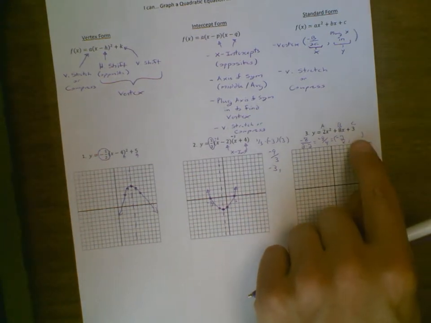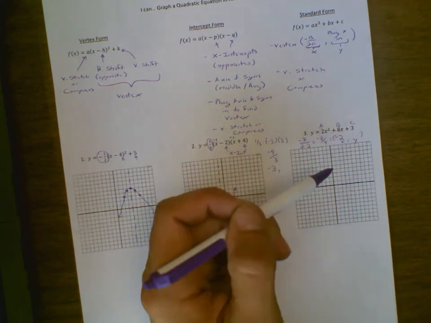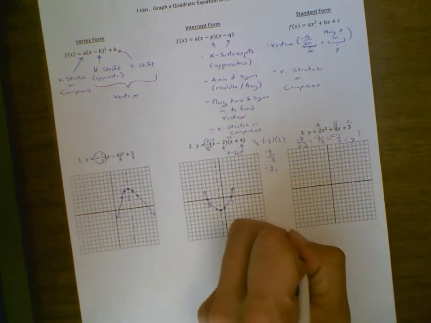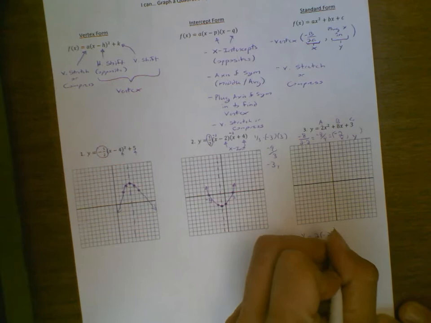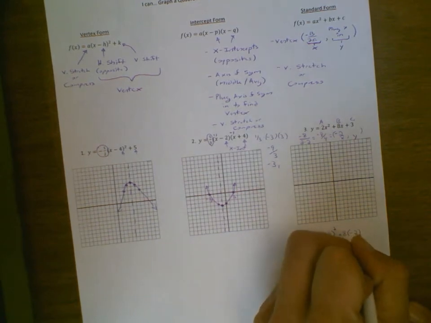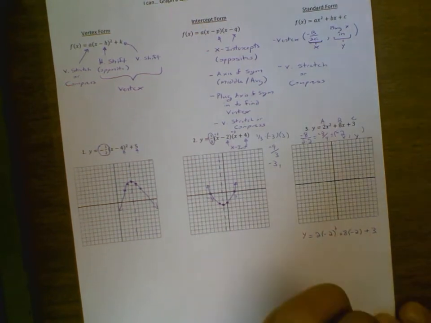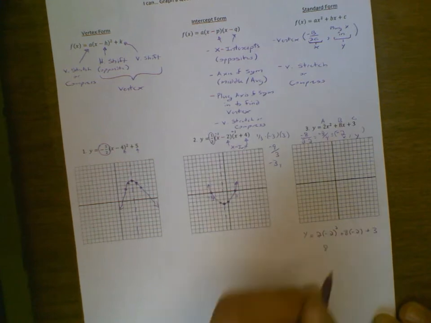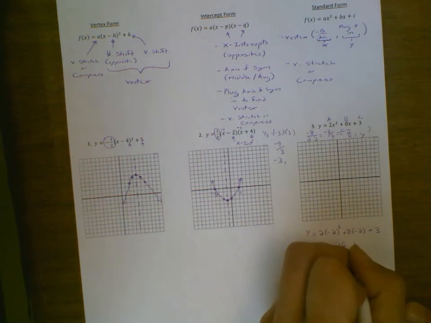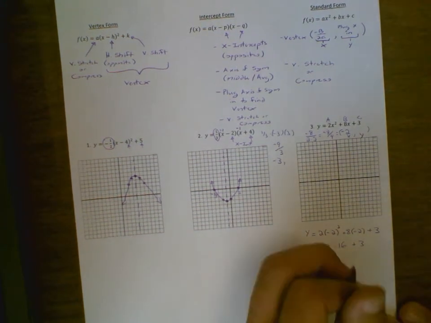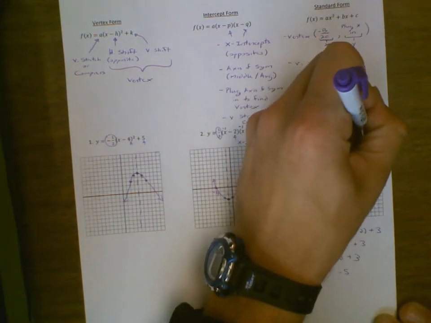To find the y coordinate of the vertex, then, I have to take the -2 and simply plug it back into the function. So the y coordinate is going to be equal to 2 times -2 squared plus 8 times -2 plus 3. And then I have to simplify this. So -2 squared is 4, and 4 times 2 is 8. 8 times -2 is -16, and then I'm adding 3 to that. Well, 8 minus 16 is -8, and then if I add 3, I get -5. So the y coordinate is -5.